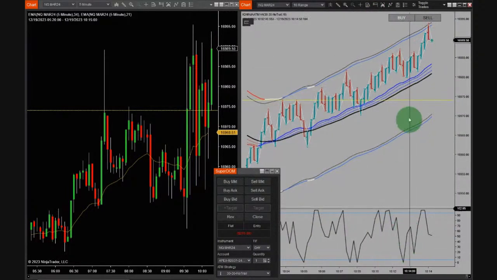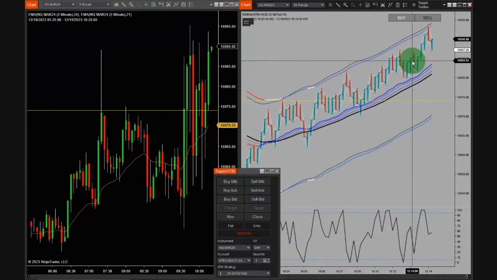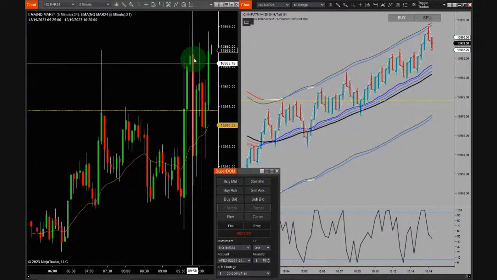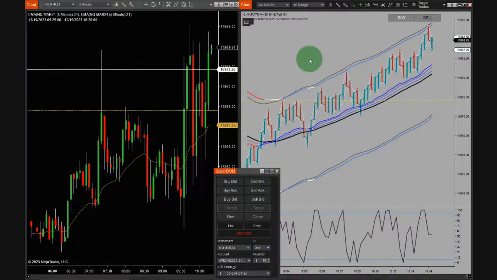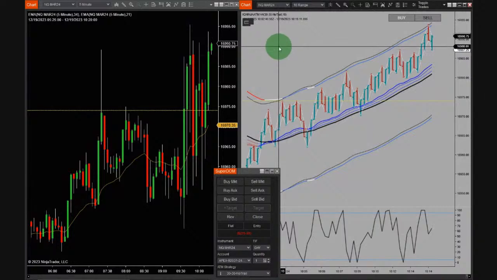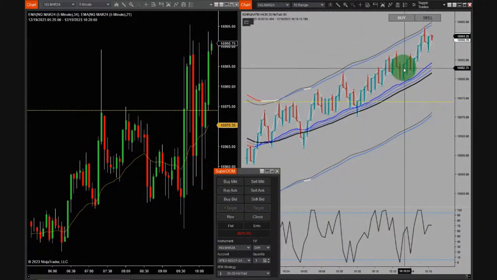So the trade I'm talking about right here that I was too scared to take. Sometimes you got to be scared. I mean, look, there's a lot of selling that's been happening in this price range. So just based on discretion, I decided to skip this trade.